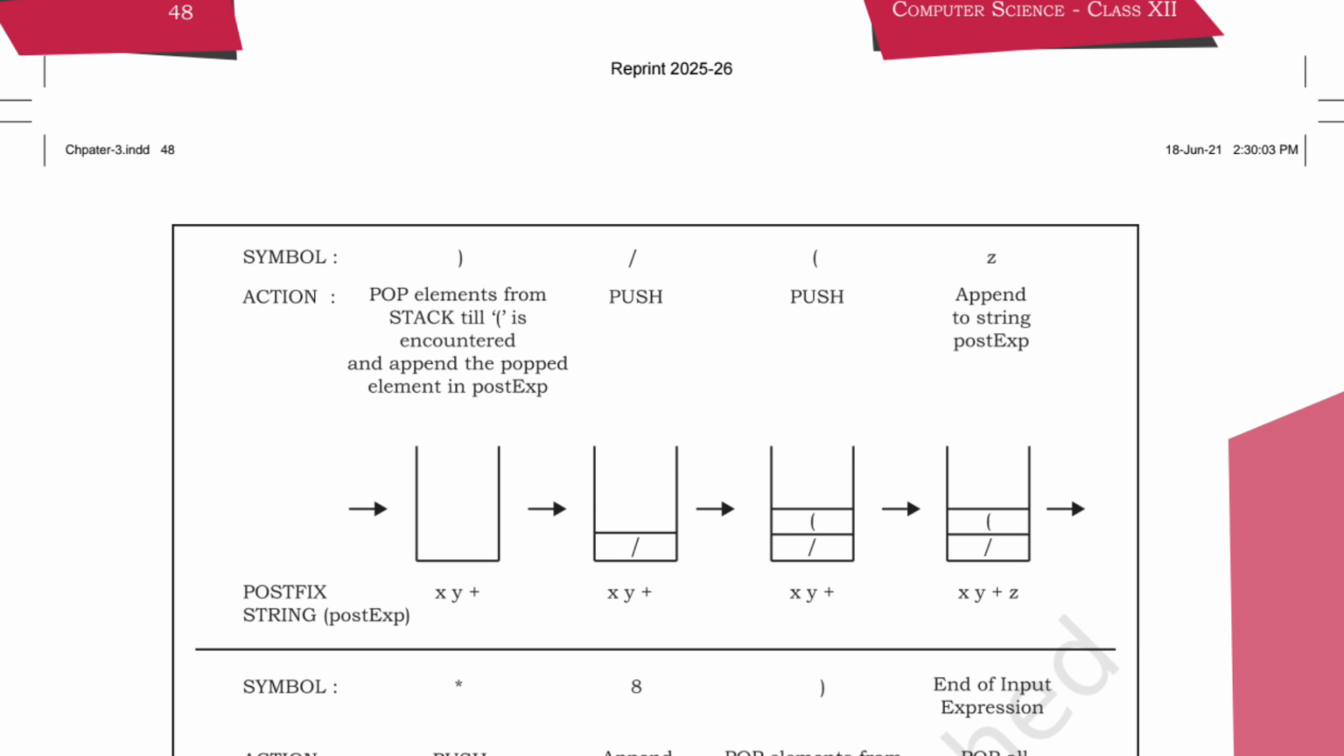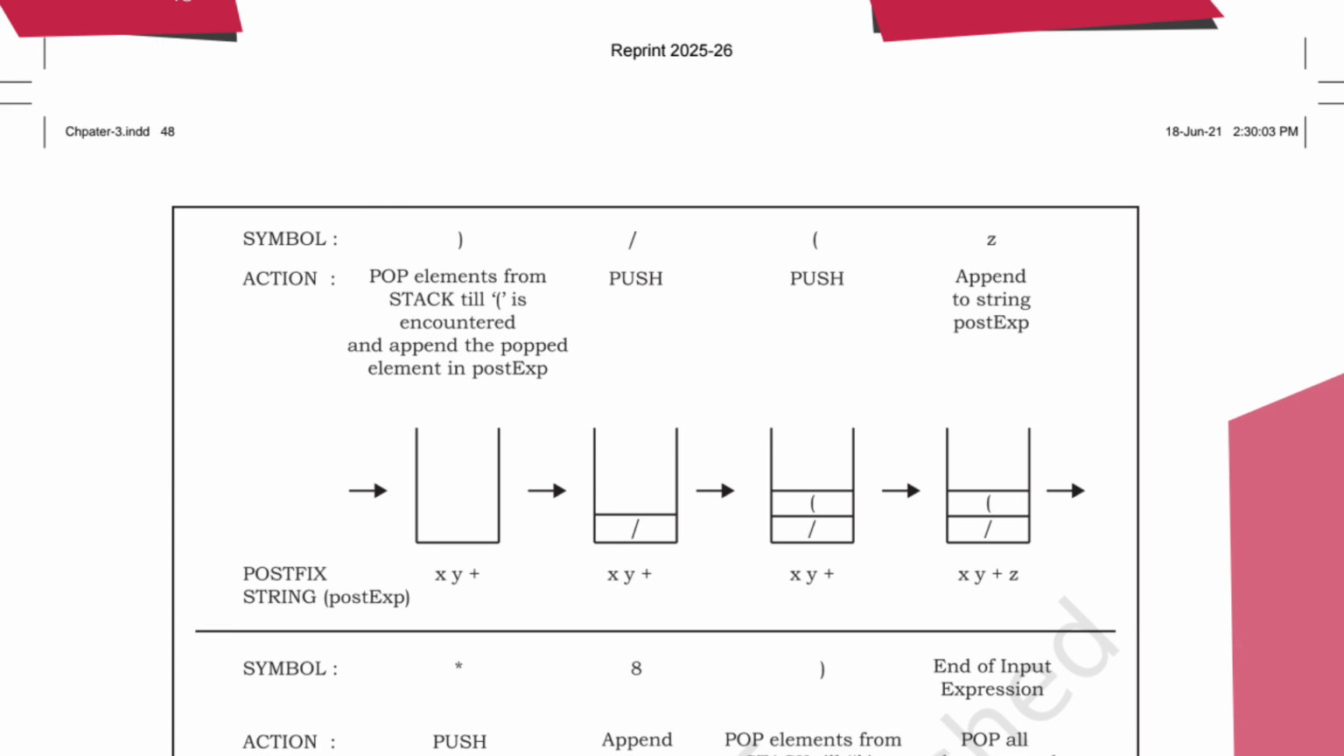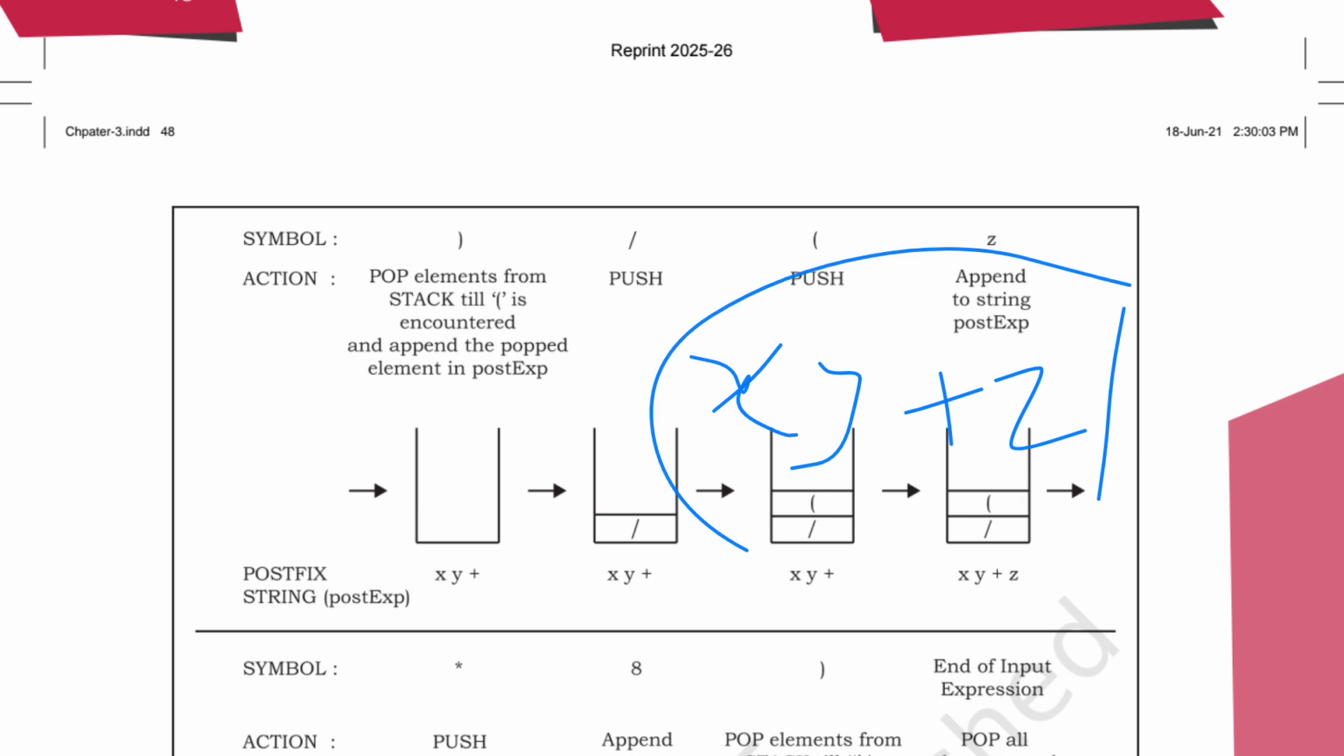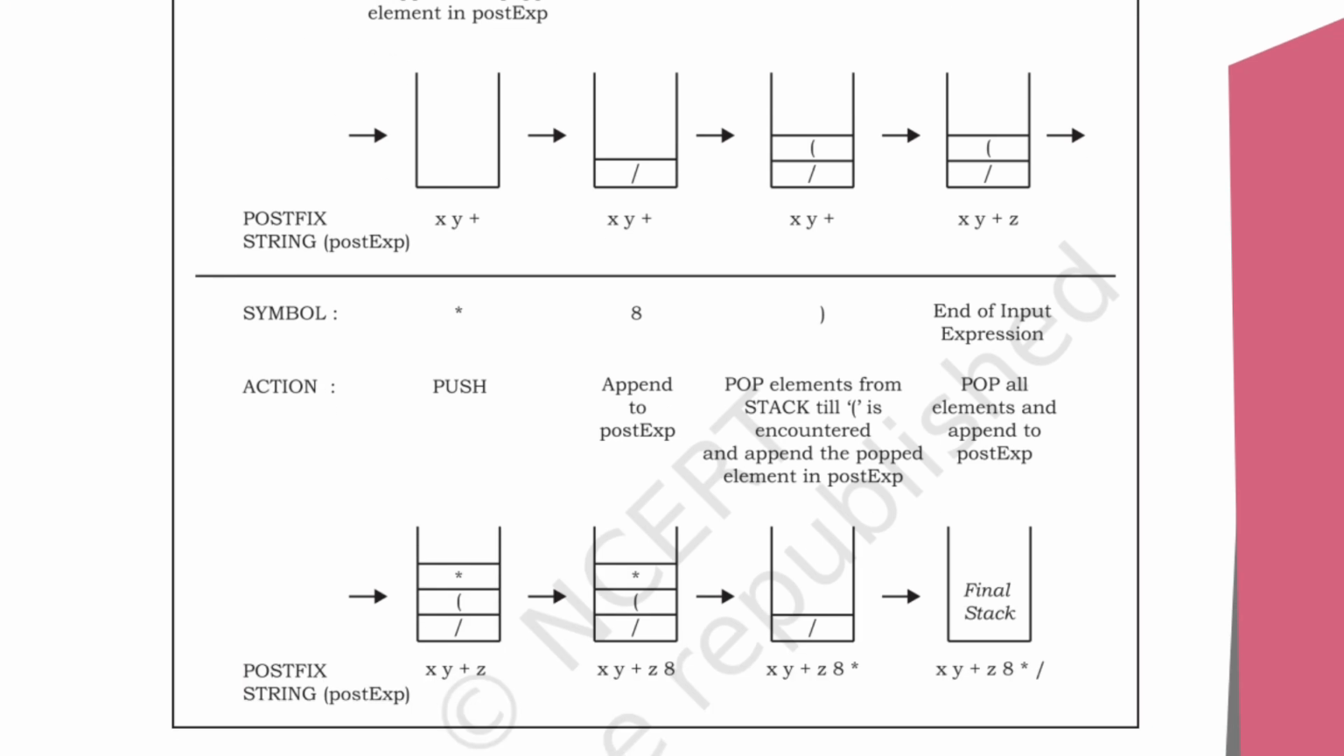Firstly you take x y plus, then x y plus again, and x y z. So appending z over there, and we are considering the operator, the divide operator. We are using postfix, so it is x y plus z divided by. So this is your answer. This was mistakenly written, so you just put a slash here, that is divided by z.